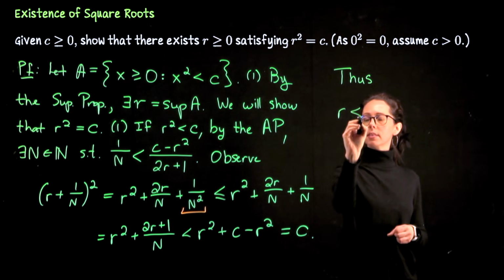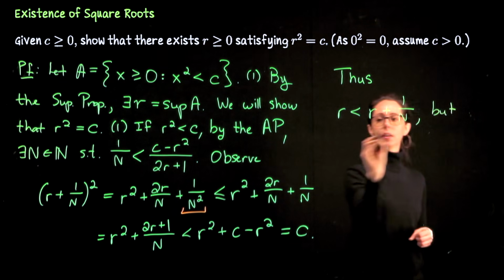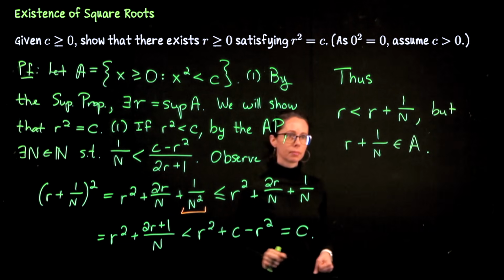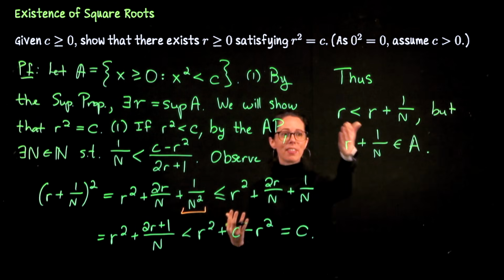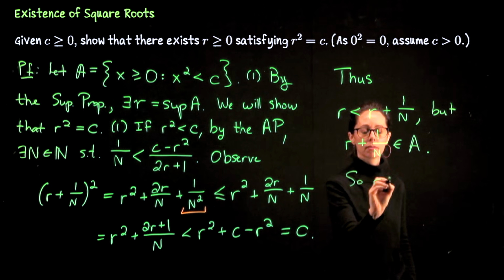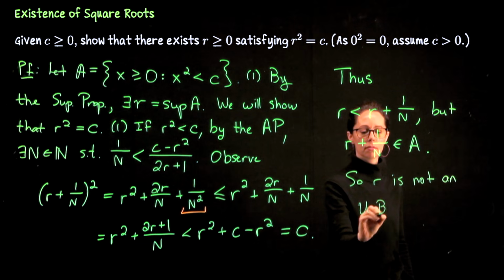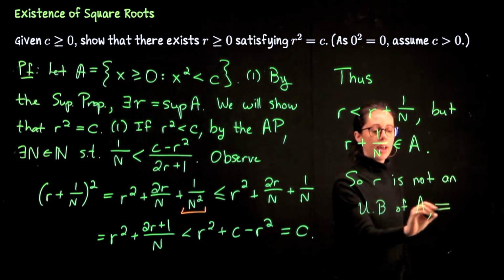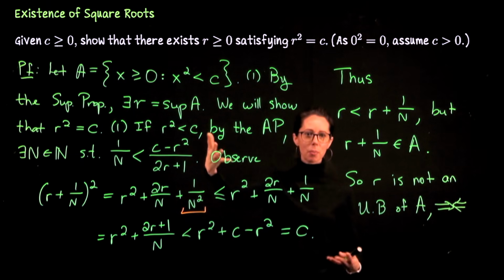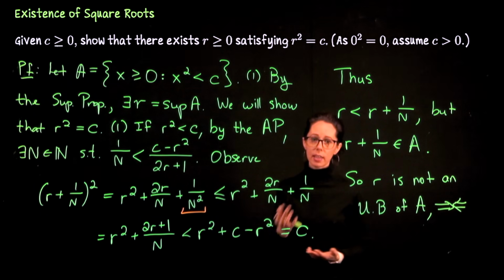Thus, the number r is less than r plus 1 over n, but r plus 1 over n is an element of A, which means that r cannot be an upper bound of A. And that contradicts our assumption that r was the supremum of A. That's what we set r to be equal to. So we're saying now that it can't be the case that r squared is less than c, handling case 1 for us.